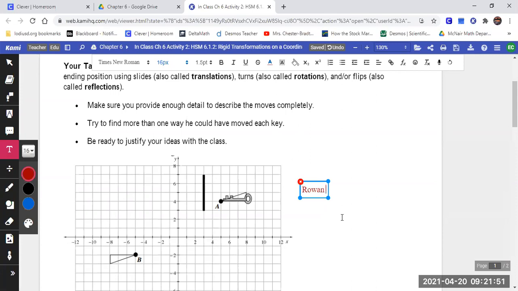Now, when we're talking about the stuff, we need to include whether we're moving horizontally or vertically, whether we're moving up or down, left or right. When we do our rotations, are we rotating to the right, which is clockwise, or to the left, which is counterclockwise? Okay, so what is one move? What's the first move Rowan could do to get it from point A to point B?